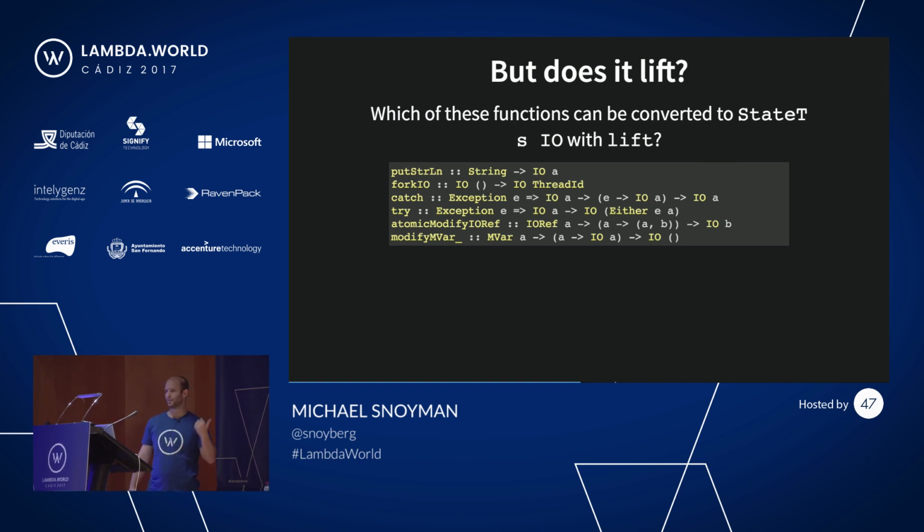forkIO, on the other hand, has an I/O in negative position. It's the input to that function. And therefore, no matter how much you play around with liftIO and lift and MonadTrans and MonadIO, you will not be able to convert forkIO into something that works on StateT. At least not directly, not without playing with the innards of StateT.